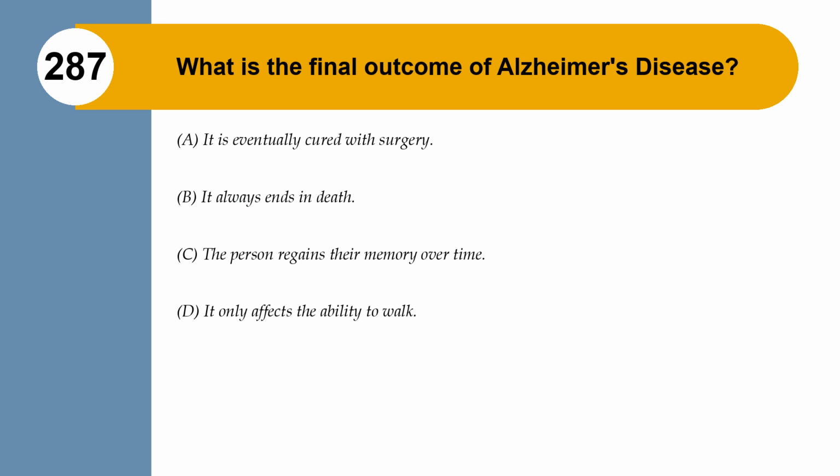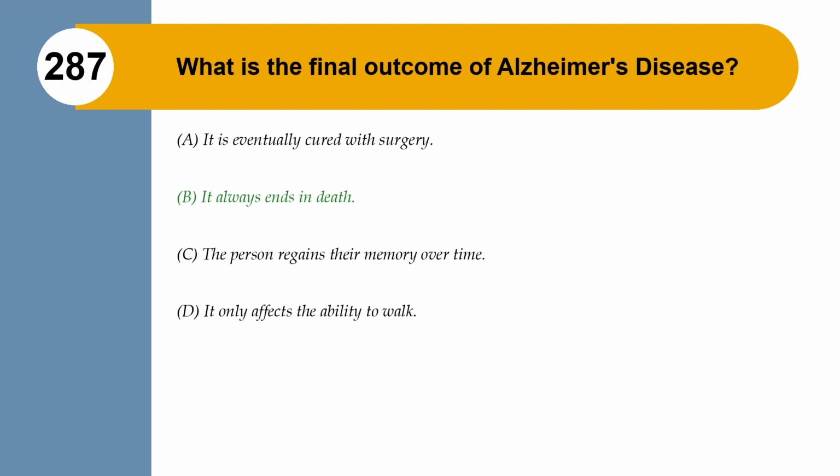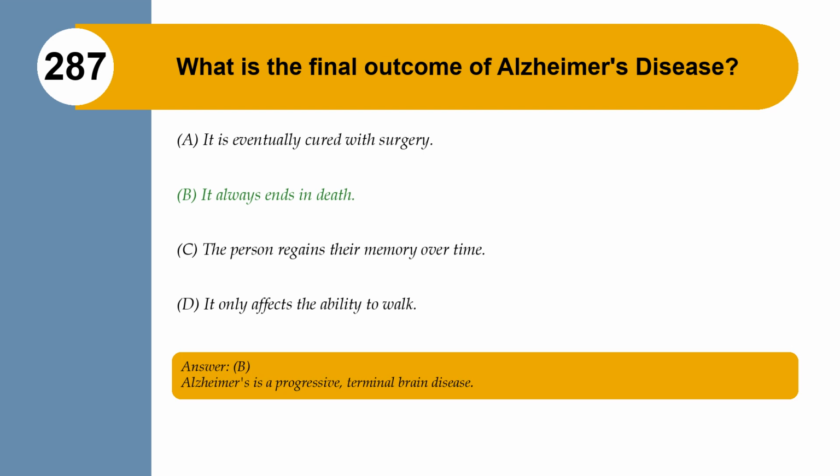Question 287. What is the final outcome of Alzheimer's disease? Option A, it is eventually cured with surgery. Option B, it always ends in death. Option C, the person regains their memory over time. Option D, it only affects the ability to walk. The correct answer is option B, it always ends in death. Explanation. Alzheimer's is a progressive, terminal brain disease.